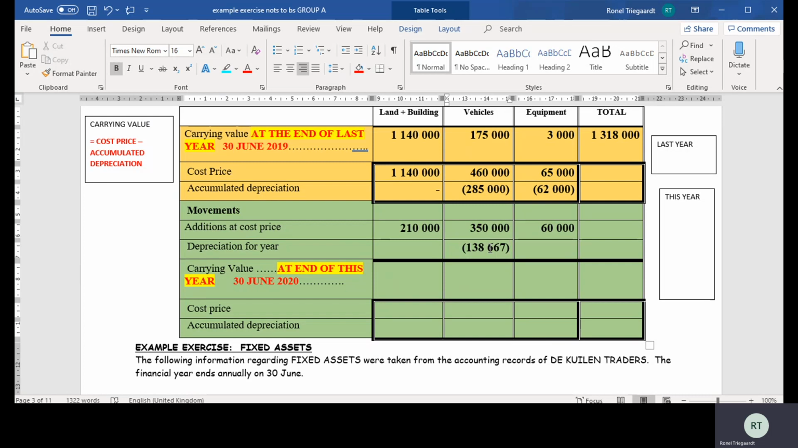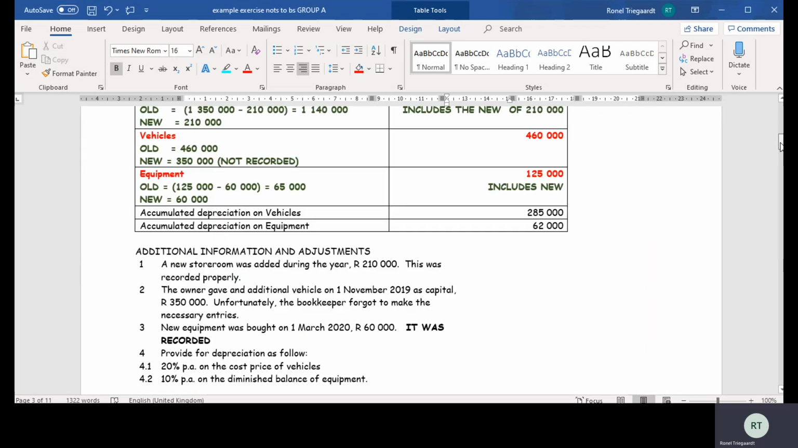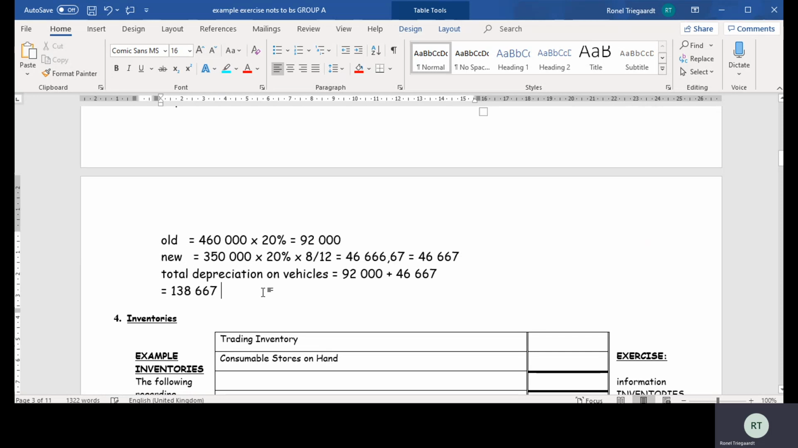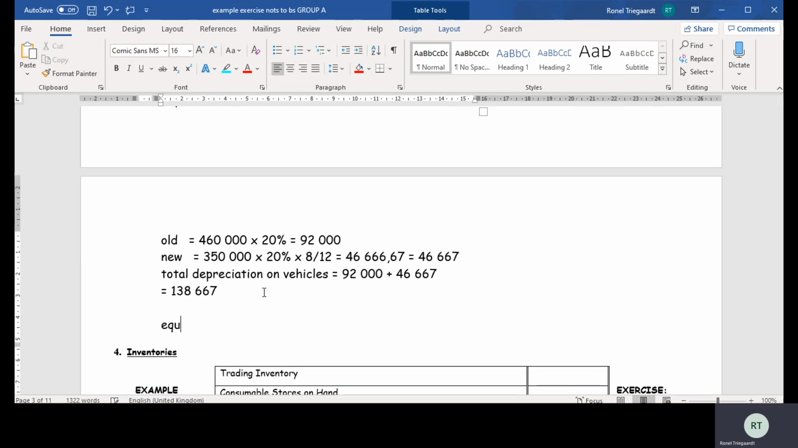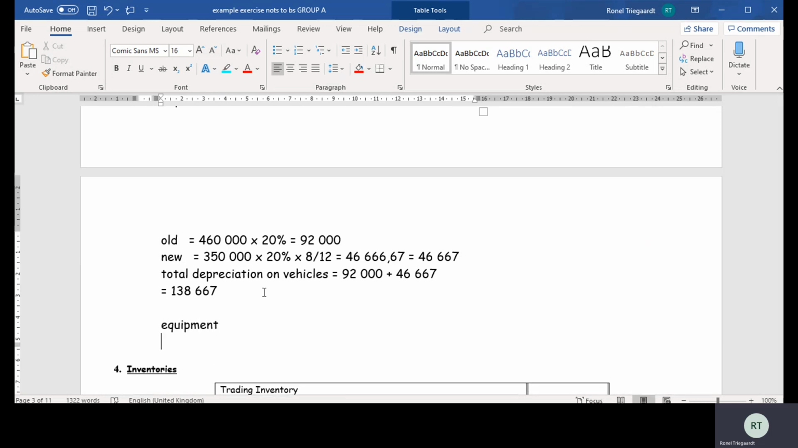Eliza, thank you. Are you all right with this, people? Are you fine? Now we must do the same with the equipment. For equipment, we also have old and new, remember. So we're going to do exactly the same type of calculation. For equipment, we have old and we have new.